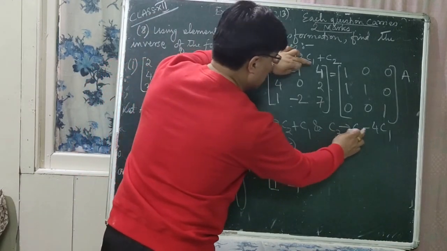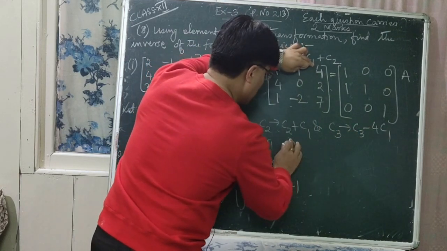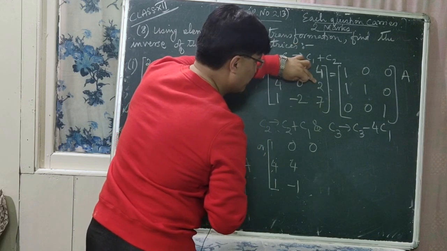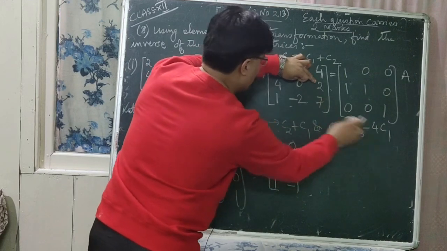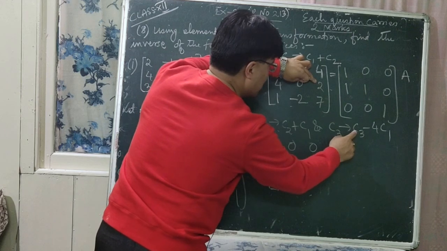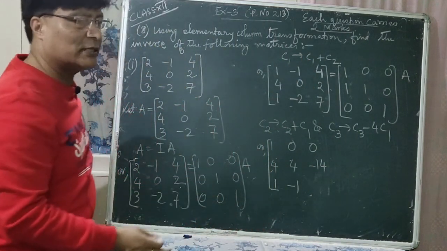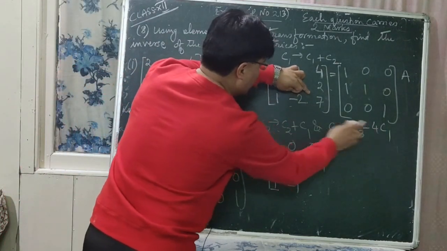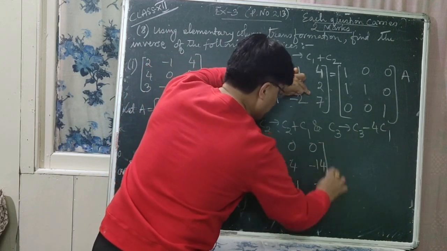Column 3, C3 minus 4C1: 4 minus 4 ones are 4, 4 minus 4 is 0. Next, 2 minus 4C1. C3 is 2, C1 is 4. So 2 minus 16 is minus 14. Next, this is your 7. C3 is 7, C1 is 1. 7 minus 4 into 1, 7 minus 4 is 3.